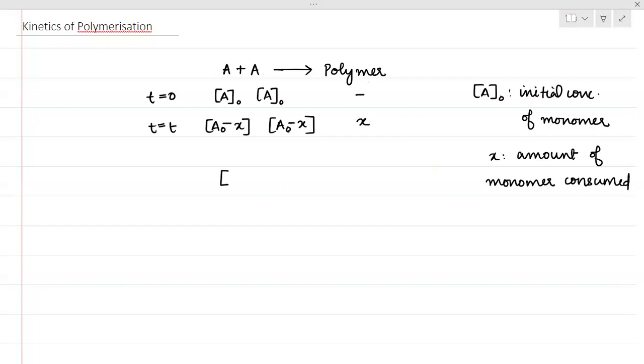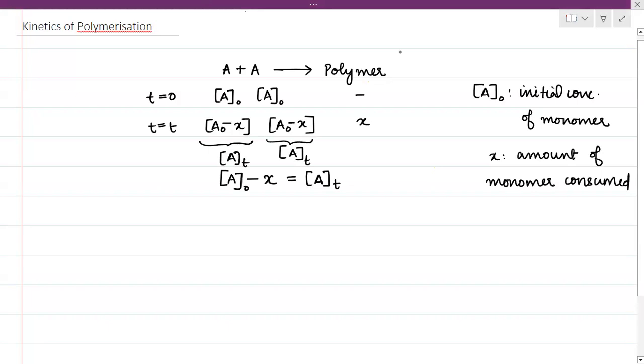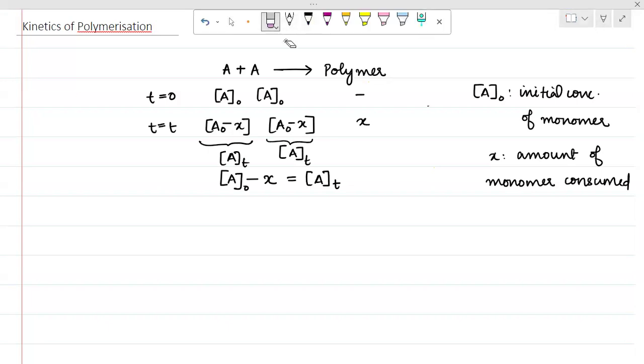So here, A naught minus X, that is the initial concentration of the monomer, minus whatever is consumed, will give you the final concentration of the monomer at time T. If so, you already know this is also A t. This is also A t. Correct.